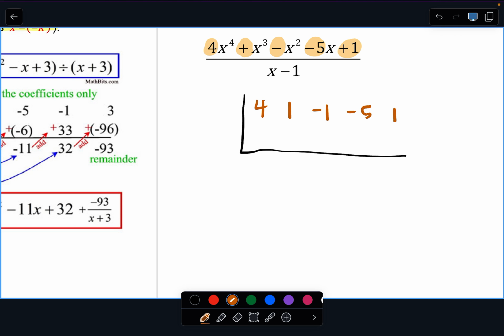One little note here. If you are missing a term, what do you think has to go in the place of the missing term? 0. The same way when we were doing long division, we filled in 0x squared or 0x cubed. If you're missing a term, you have to fill in a 0. Otherwise, your whole synthetic division is going to get you the wrong values.